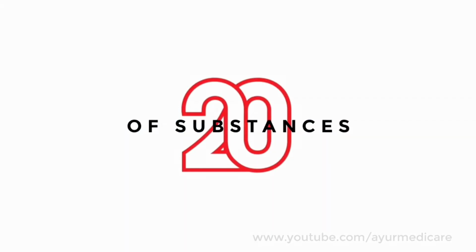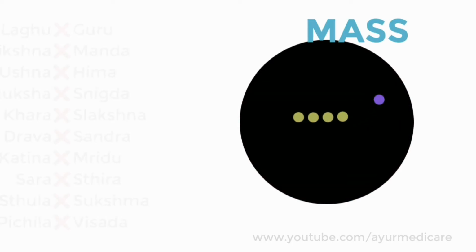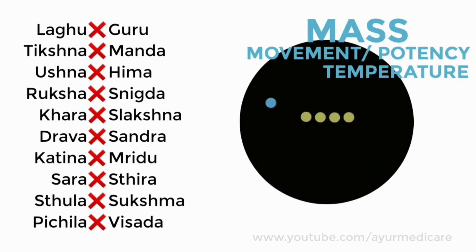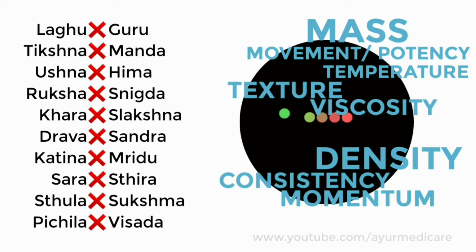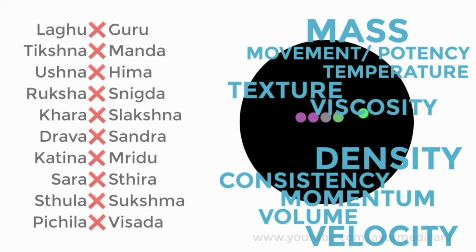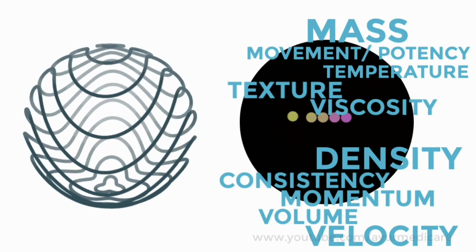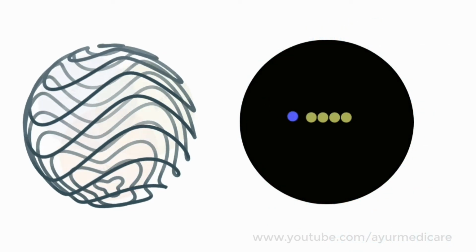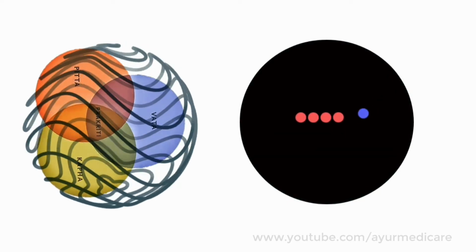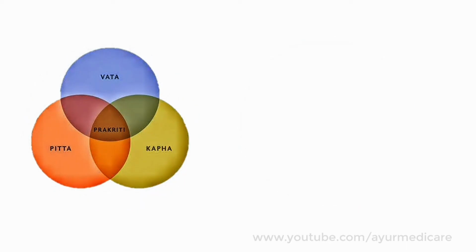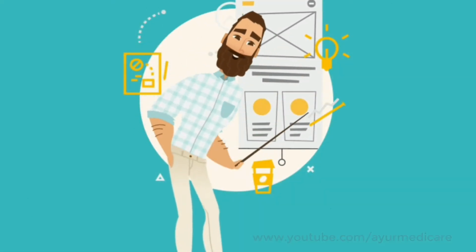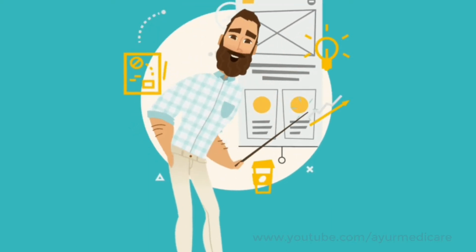There are approximately, but not limited to, 20 major specific qualities of substances textually mentioned in relation with a mass, movement, temperature, texture, viscosity, density, consistency, momentum, volume, and velocity of a substance. Those are universal qualities of substances, and those qualities fall under three divisions called as kapha, pitta, and vata. Those 20 qualities are sorted into just three to avoid confusions and to make the learning process easier.